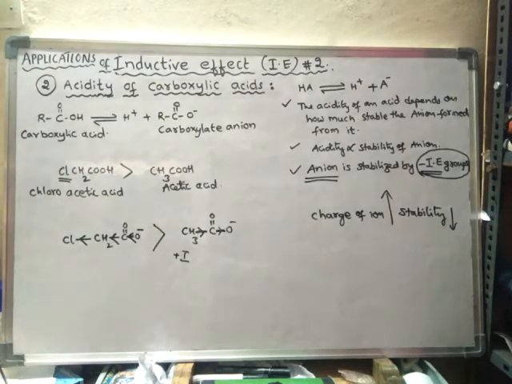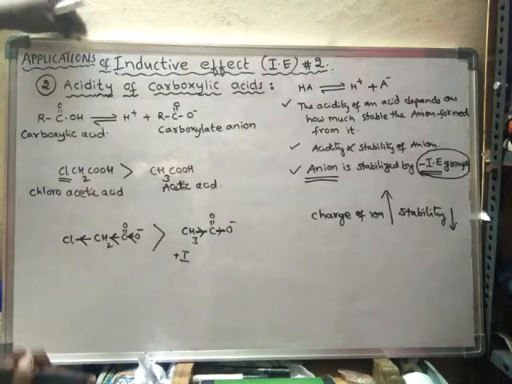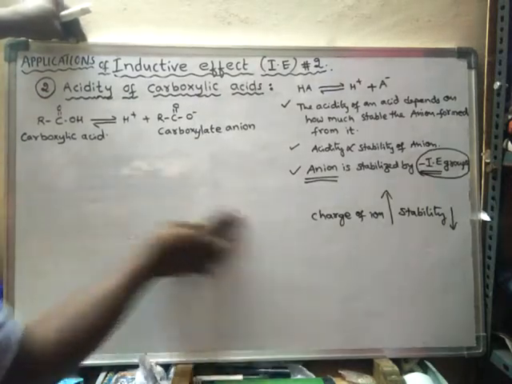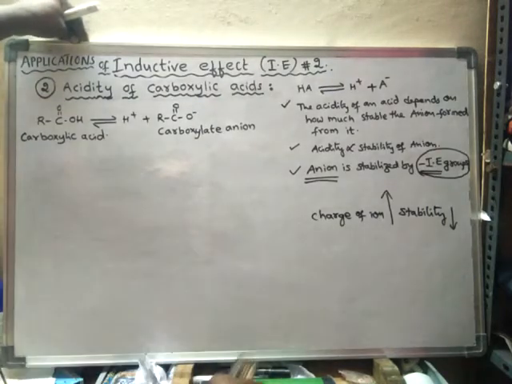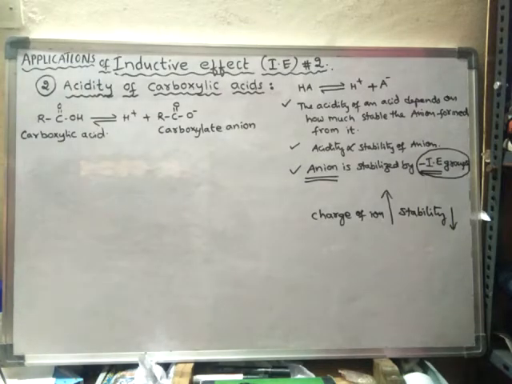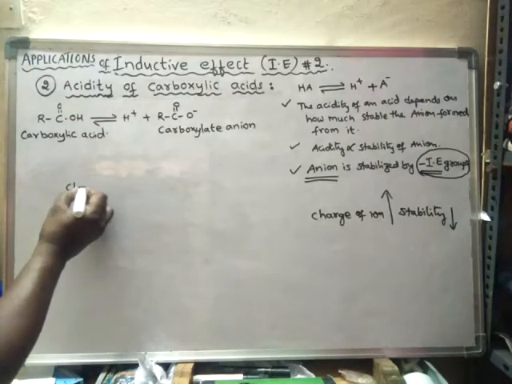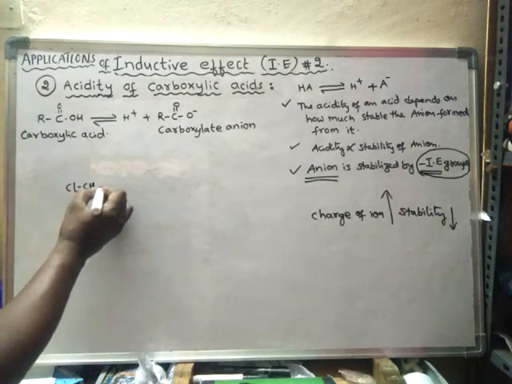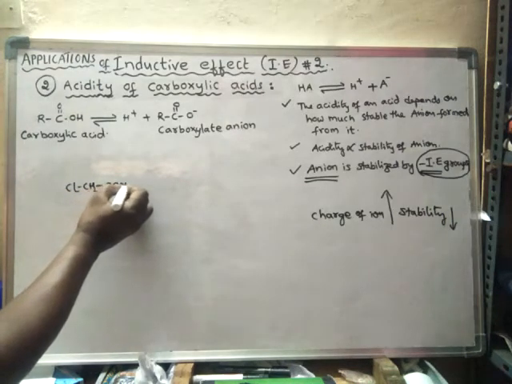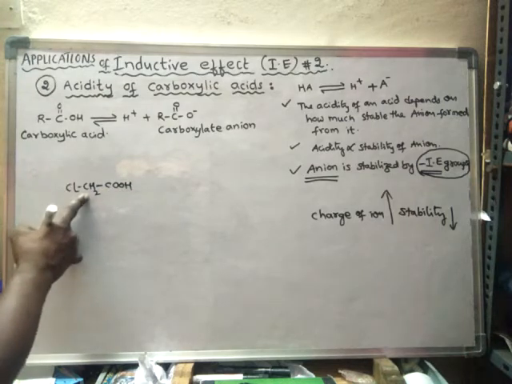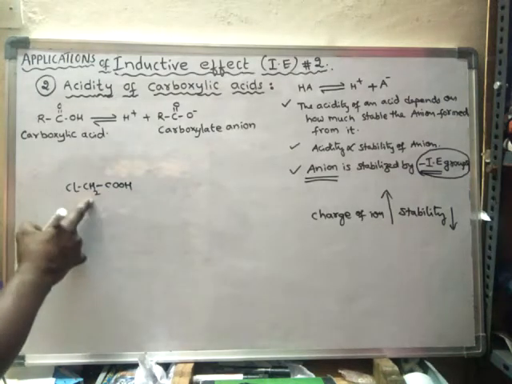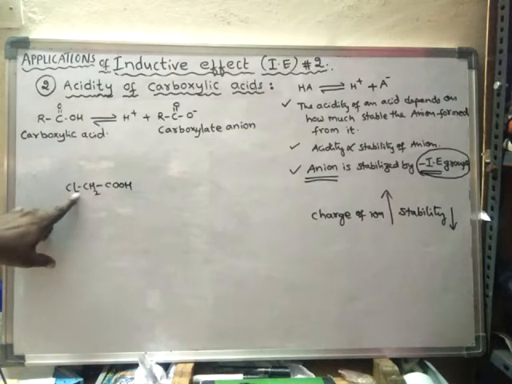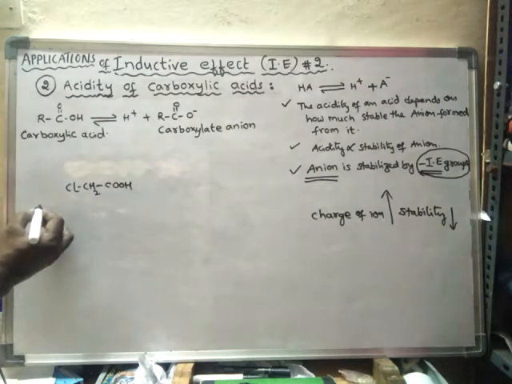Okay, right. Next, now we will see another thing. Suppose CH2COOH. One hydrogen is replaced. Actually, it should be acetic acid. So one hydrogen is replaced by chlorine. Hence, it is said to be chloroacetic acid.